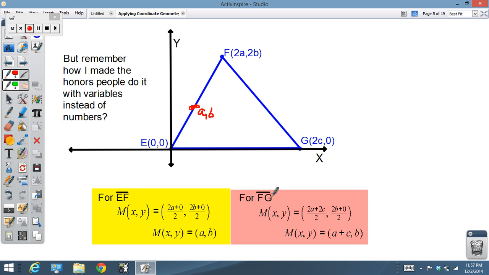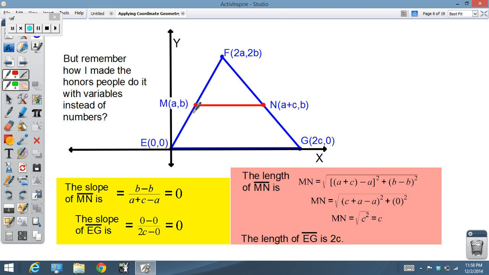Then we did the same thing for FG using variables, and we found this was going to be at A plus C for our x coordinate and B for our y coordinate. Now it looks a little prettier here on the next slide. So, using those values, we calculated the slope using the slope formula, change in y, b minus b, over the change in x, and we found that the slope of MN was 0, just like we used the slope formula on EG and found that its slope was 0. Therefore, the two lines were parallel.